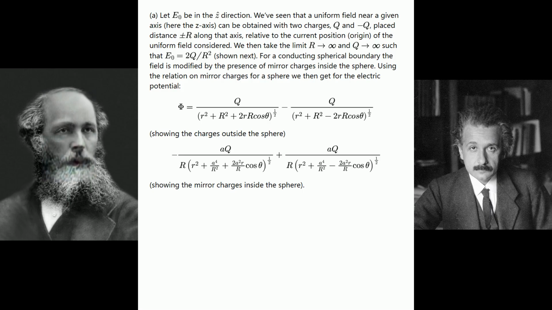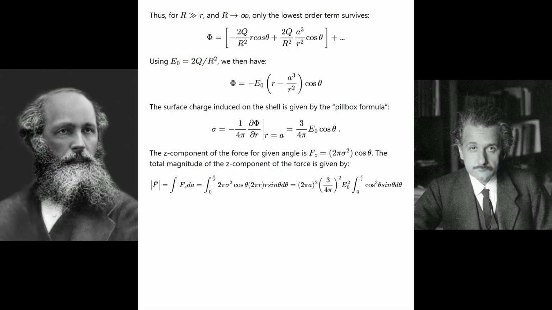For a conducting spherical boundary, the field is modified by the presence of mirror charges inside the sphere. Using the relation on mirror charges for a sphere we then get for the electric potential, see the equation shown. Showing the charges outside the sphere, see the next equation. Showing the mirror charges inside the sphere. Thus, for r much greater than a, and r goes to infinity, only the lowest order term survives. See the equation shown.